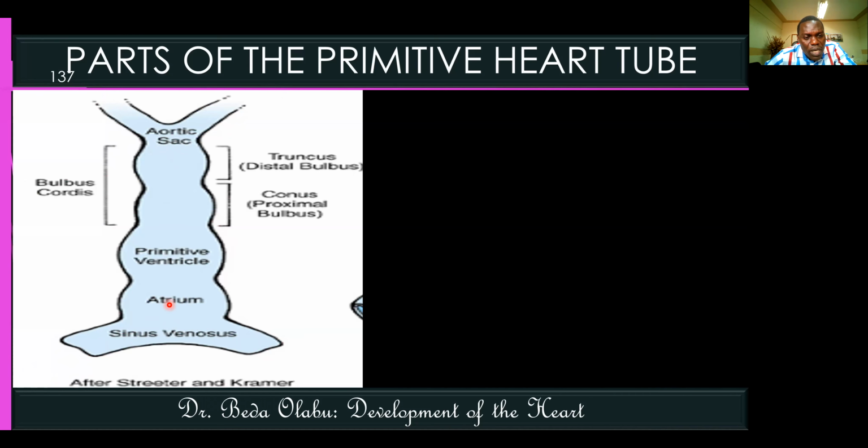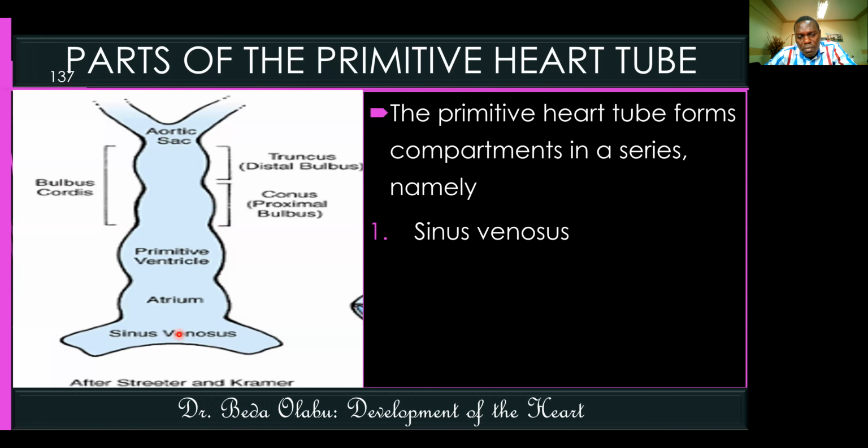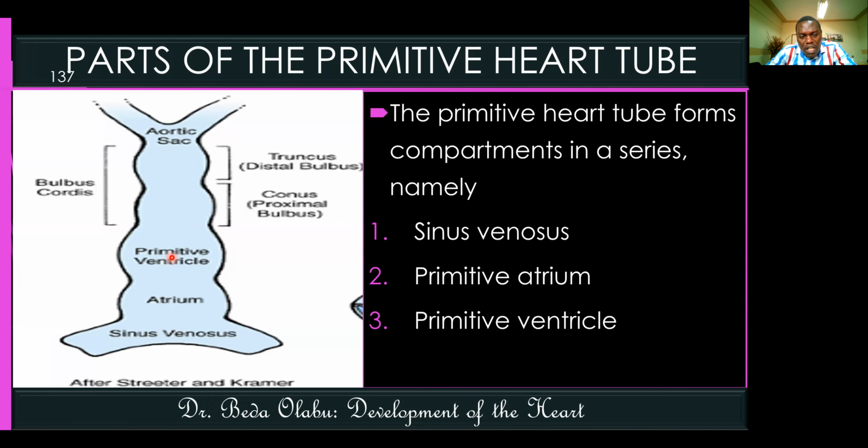The primitive heart tube has 4 segments. This region here, where the 2 vessels are meeting, is what we call the sinus venosus. From the sinus venosus, blood flows to the region we call the primitive atrium. From the primitive atrium, blood flows to what we call the primitive ventricle. And from the primitive ventricle, blood flows to this big region, which we call the bulbus cordis.